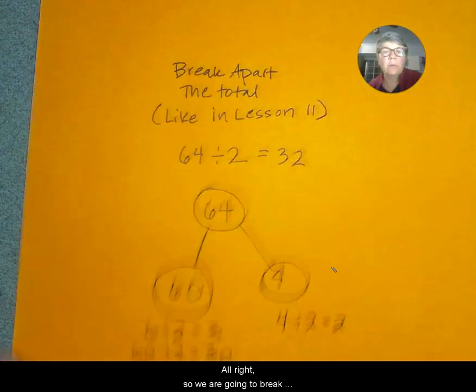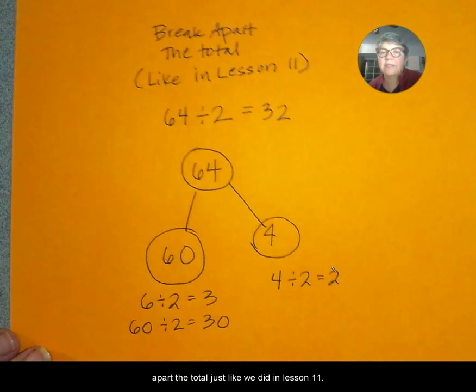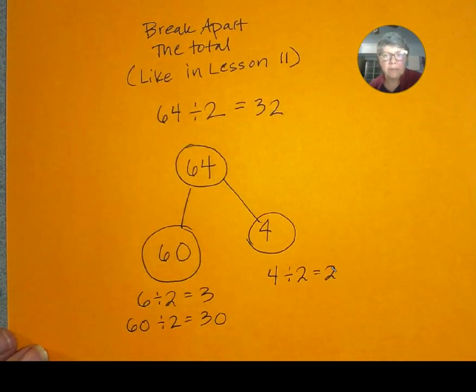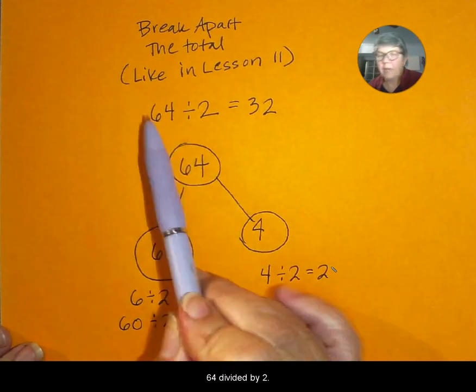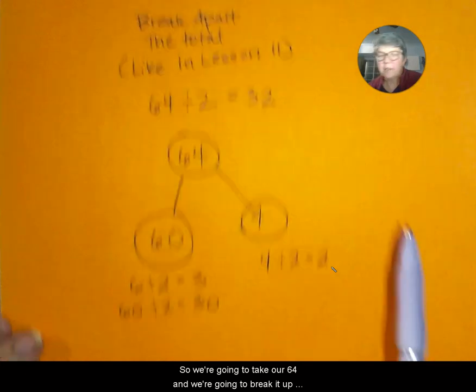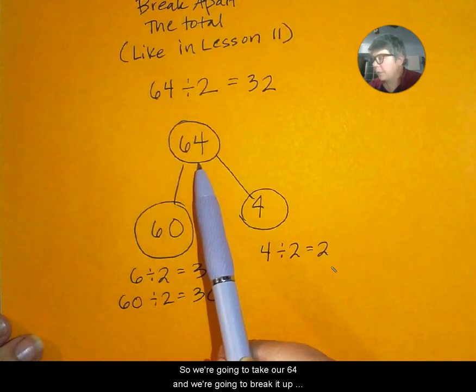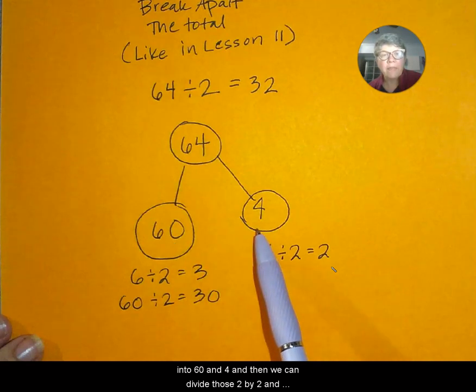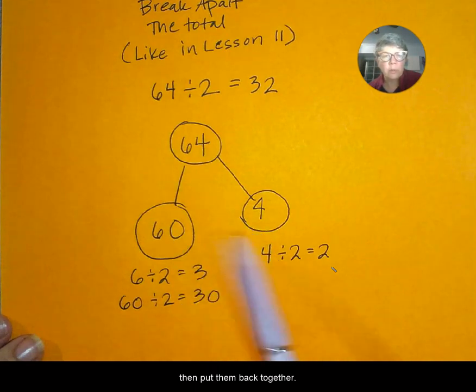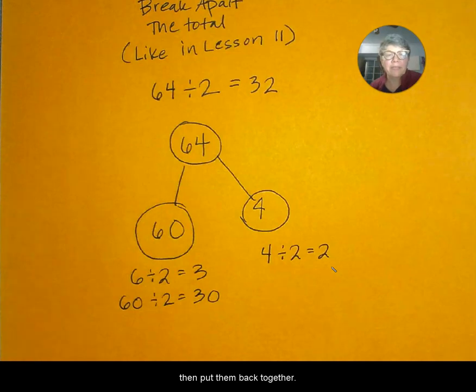All right, so we are going to break apart the total just like we did in lesson 11. We're going to be breaking apart the total, and we have 64 divided by 2. So we're going to take our 64 and break it up into 60 and 4. And then we can divide those 2 by 2 and then put them back together.